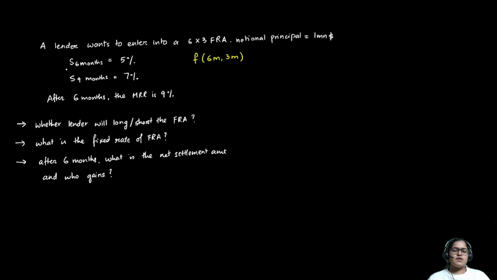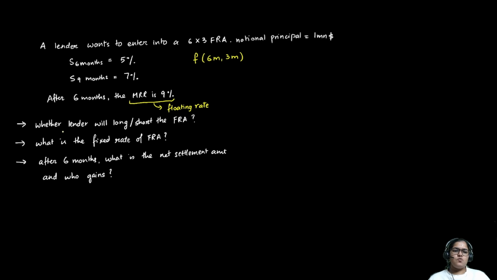Okay. So they have given us the spot rate today for 6 months. They have given us the spot rate today for 9 months. After 6 months, the market reference rate is 9%. So after 6 months, which is basically at the end of the FRA period, the market reference rate is 9%. This is basically the floating rate. Okay, we have to calculate the fixed rate. This question basically has three parts to it.